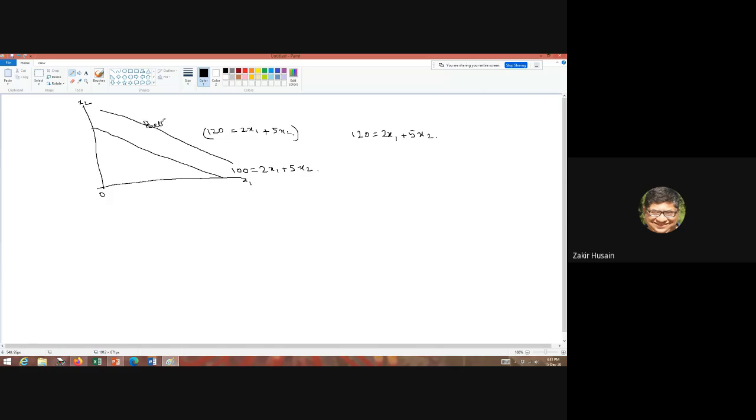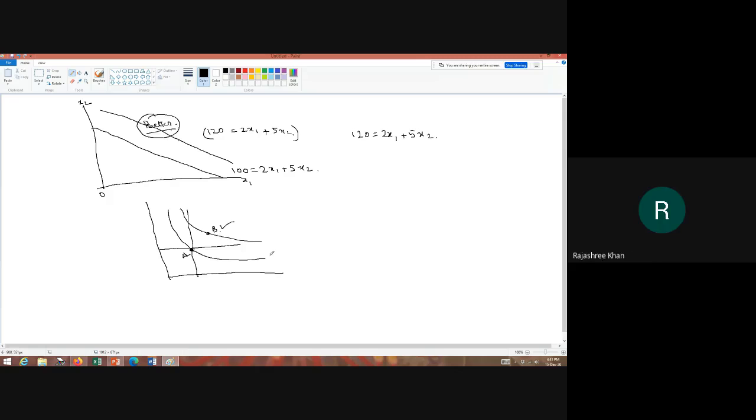This is called the better set. You will be better off if you can come to this level set. Similarly, if you think about the indifference curve, look at this point and this point. Which is better? B is better. So again, we have two level sets, one corresponding to U1, the other corresponding to U2. But U2 is better than U1.